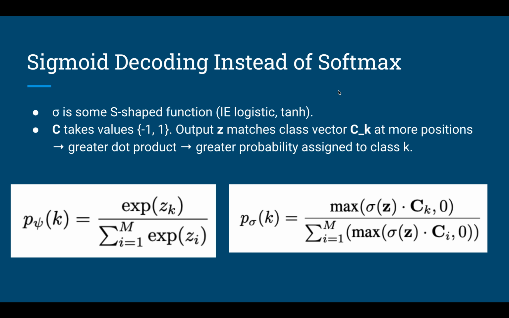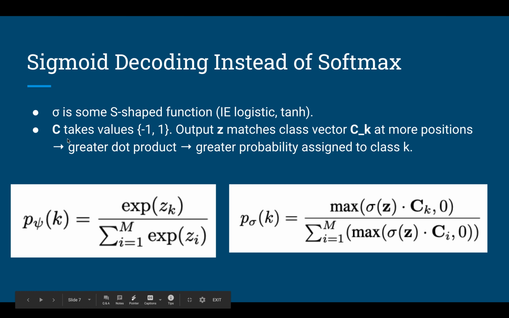So on to the first main idea, which is instead of using the softmax decoding scheme we saw earlier, we can instead use what the authors call sigmoid decoding, which is parameterized by this function sigma. And this sigma function can be any S-shaped function that outputs between -1 and 1. So for example, the tanh function. And it outputs between -1 and 1 because we're using -1, 1 binary instead of 0, 1 binary. And this sigma function essentially interpolates a logit into a bit.